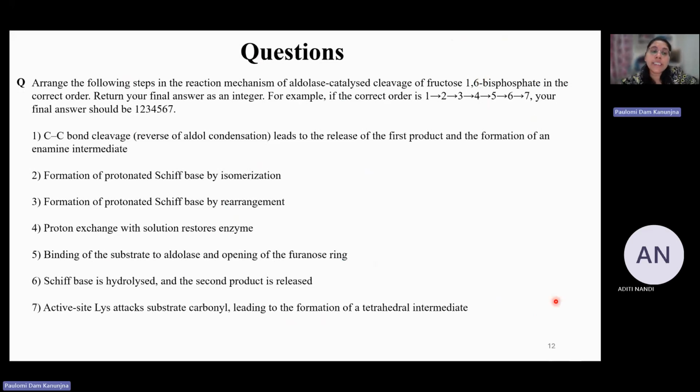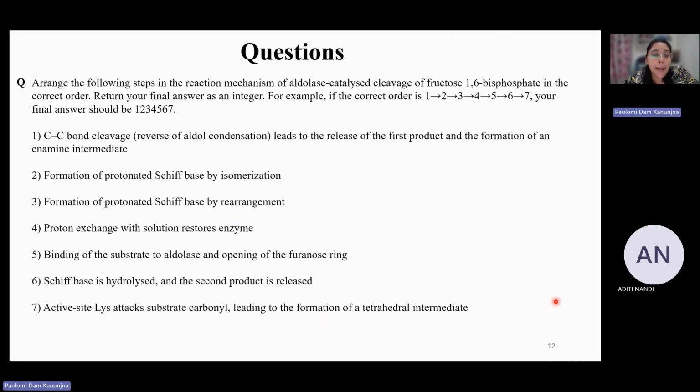So the first one says C-C bond cleavage leads to the release of the first product and the formation of an enamine intermediate. The first statement itself gives you an idea that it is already talking about the release of one product, right? Second step talks about formation of protonated Schiff base by isomerization. Third talks about protonated Schiff base by rearrangement, right? Fourth talks about proton exchange with solution restores enzyme. Okay, so there is proton exchange and the enzyme is restored.